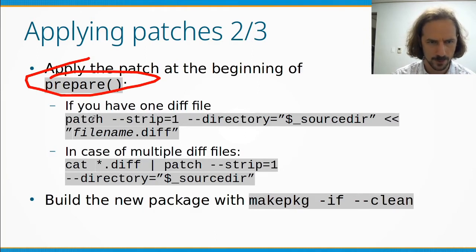So we need to do the patching in the prepare portion of our package build script, and for that we will use this patch command. The patch command basically opens this patch file, checks what modifications have to be done to what file, and it will look for the files in the directory specified in the directory option, and will also strip one layer from the file name.